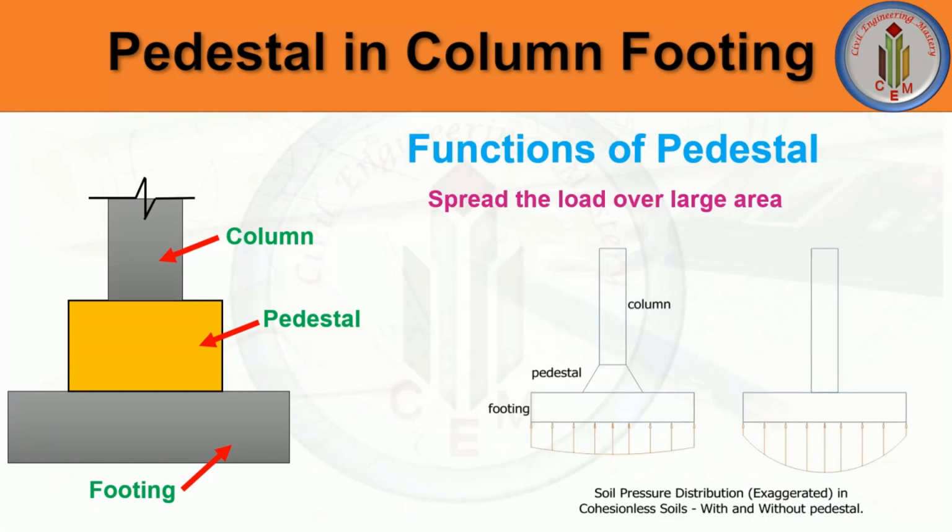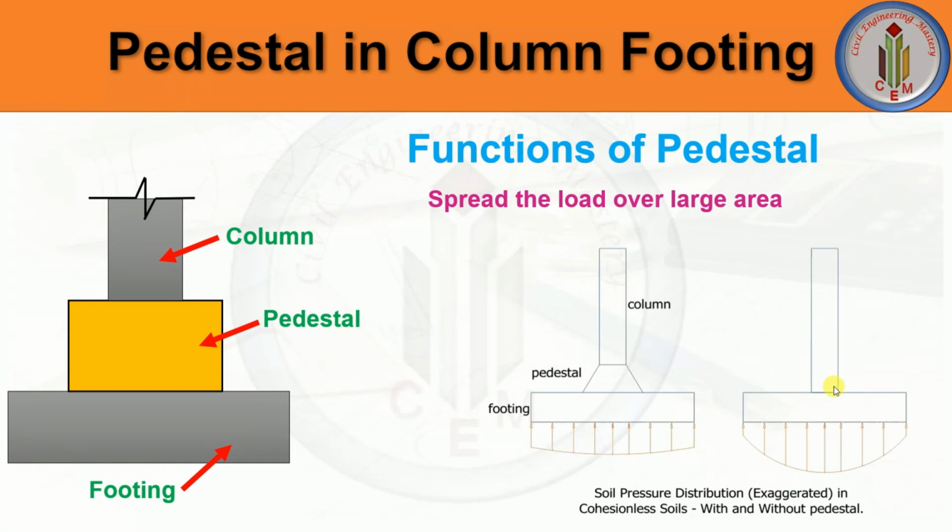Next, let's look into the functions of pedestal. These pedestals are provided to spread the load over a large area. Look into this picture: when the column load is transferred to the pedestal, this pedestal transfers the load to the wider area of footing. That footing in turn transfers the load to an even wider area of soil. So from this we get uniform soil distribution.